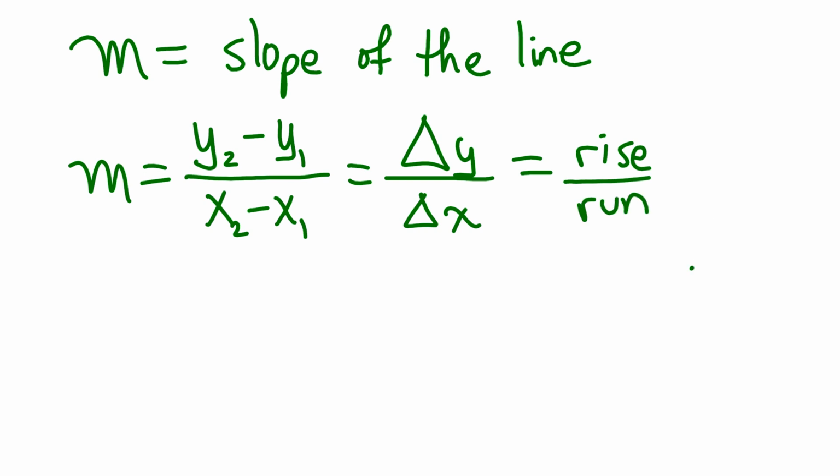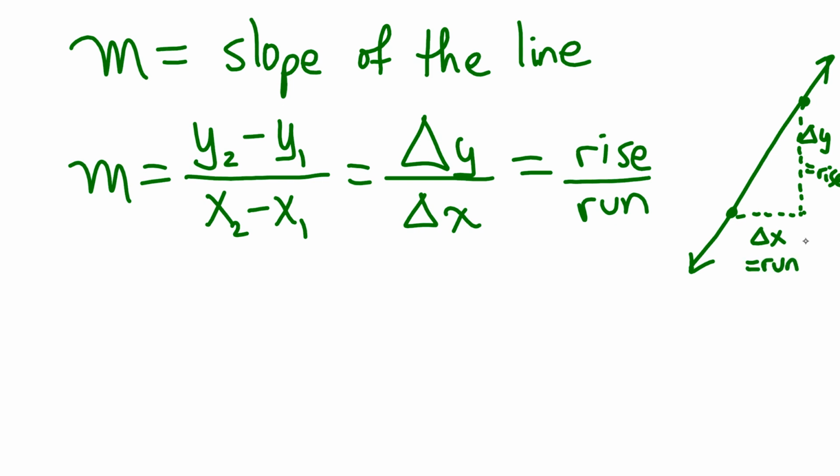Slope is a way to quantify how slanted a line is. We pick a couple of points on the line and we look at how far it rises over a corresponding run. This is a delta y, it's the rise. This is a delta x, it's the run. This point is (x1, y1), and this point is (x2, y2). That is the basic idea.